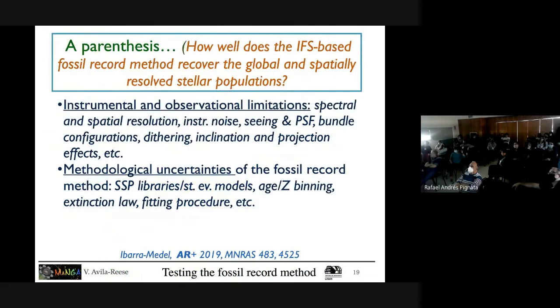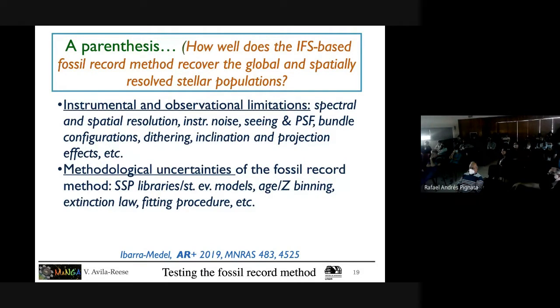But I should do a parenthesis here. The question is, how well does the fossil record method really recover the global and spatially resolved stellar populations of the galaxies? In fact, it's not as good as we would like. There are several instrumental and observational limitations: the spectral and spatial resolution, instrumental noise, the seeing and the PSF, the bundle configurations, which give the spatial resolution, the dithering, inclination, projection effects, a lot of observational aspects that can affect the results from the observation.